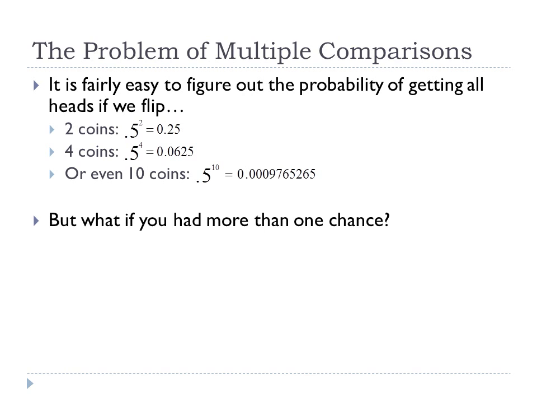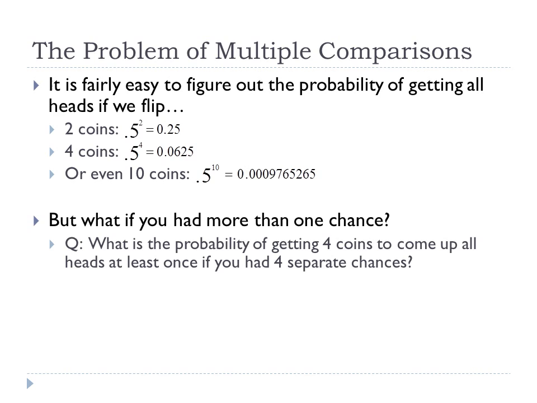But let's ask the question a different way. What if you had more than one chance of flipping 2 coins, or flipping 4 coins, or even flipping 10 coins? What if I said you can flip 10 coins, and I want to know what the probability is that you get all heads at least once? Let's actually use the 4 coin example because the math is a little bit easier to work with.